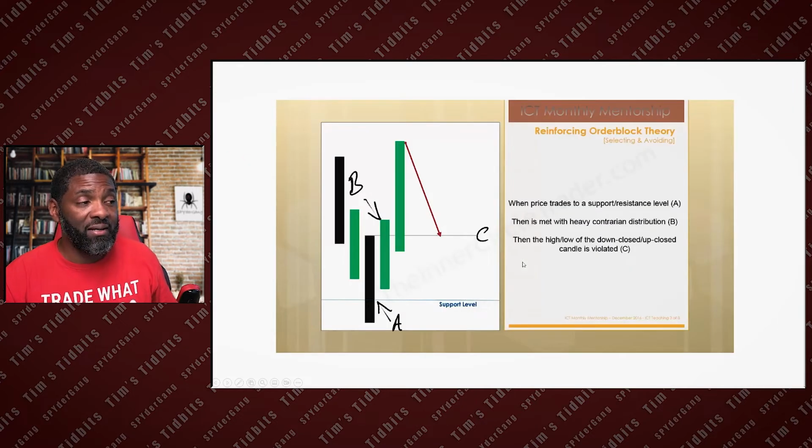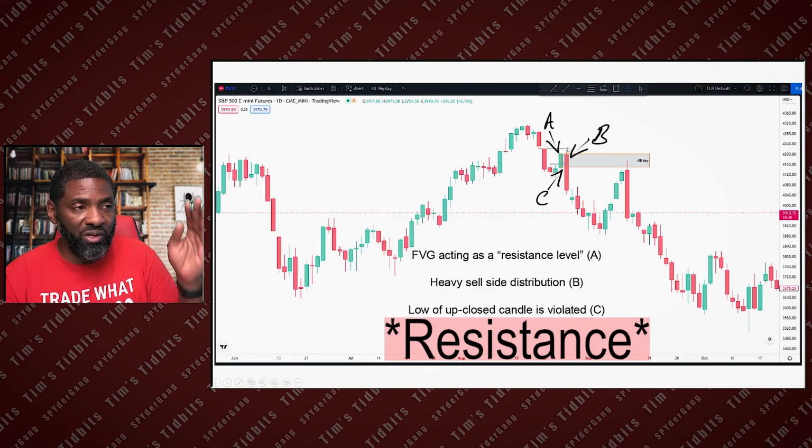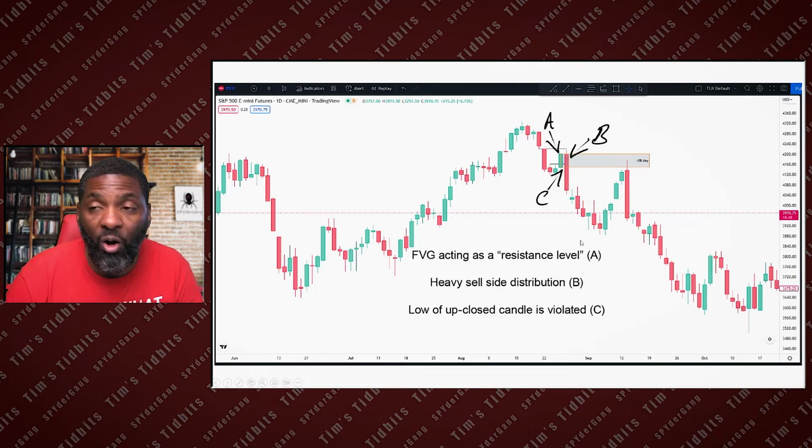If we go back, this is a bullish order block. You got a down close candle at support, trading back down to it. So you got down close at support, heavy distribution on the buy side, and then trading back down to it. And then you got an up close candle at support, heavy distribution to the sell side, trade back up to it. That's a bearish order block right there. So there's both your examples. And hopefully I was able to clarify what the order block was.